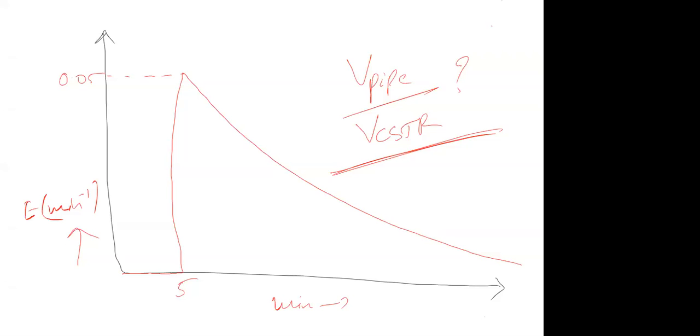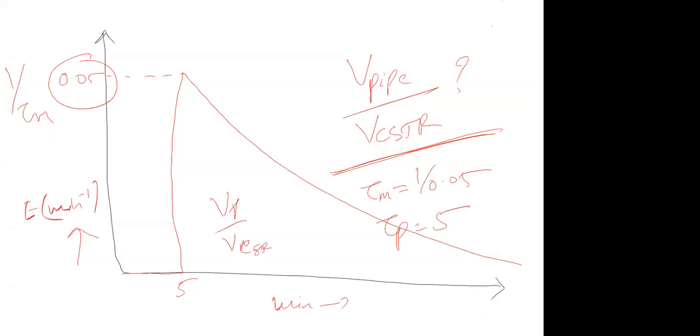1 by 4. It is simple now. What is tau m? It is 1 by 0.05, because this is 1 by tau m, no? What is tau p? It is 5. So what is the volume of the pipe? The volume of the CSTR is simply tau p by tau m, which is 5 divided by 1 by 0.05. So that is 0.25, or let's say 1 by 4, because this is tau p.